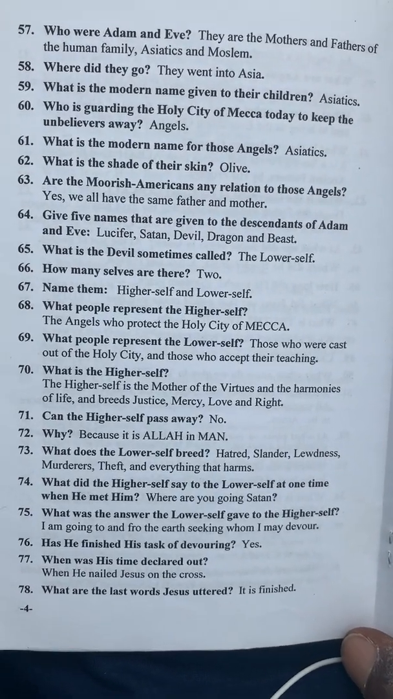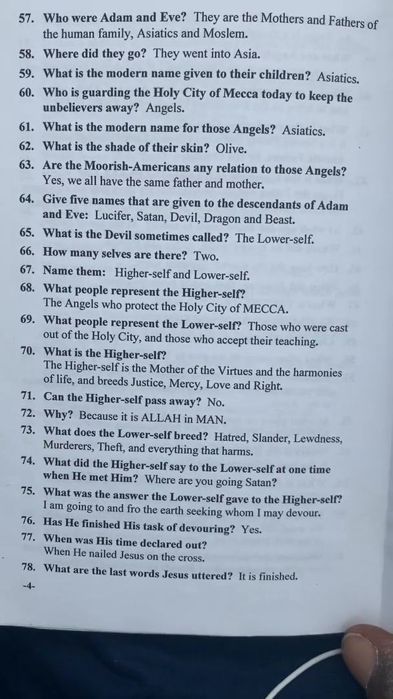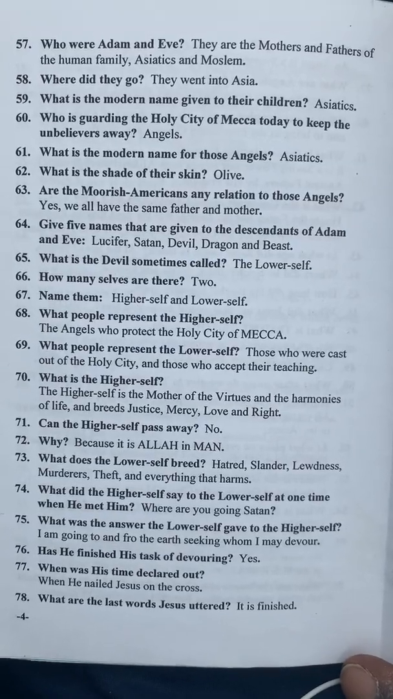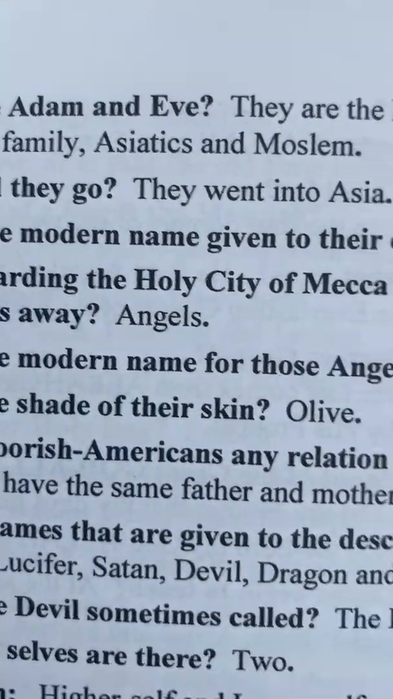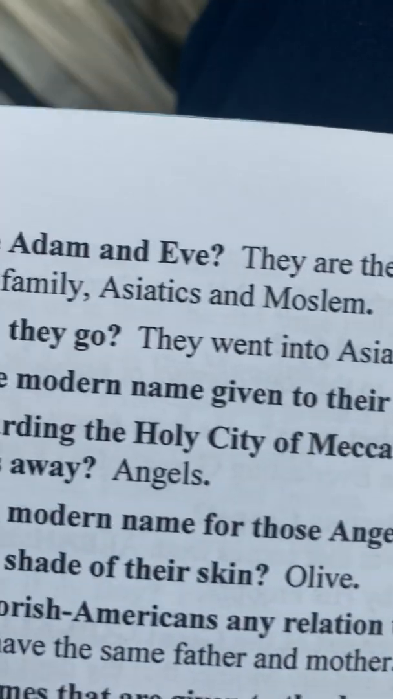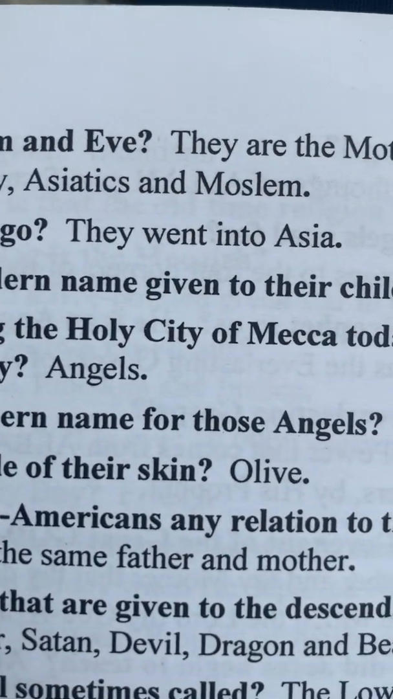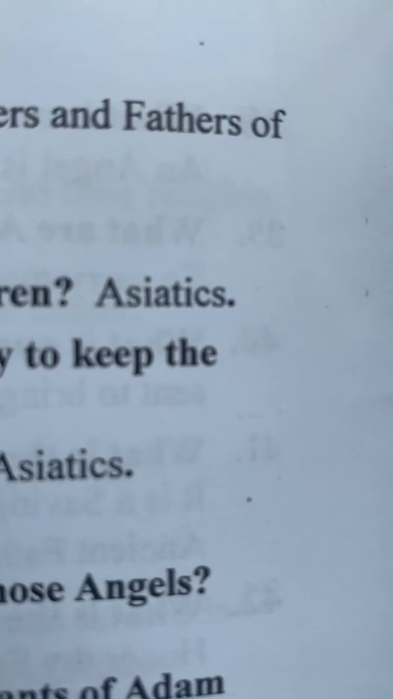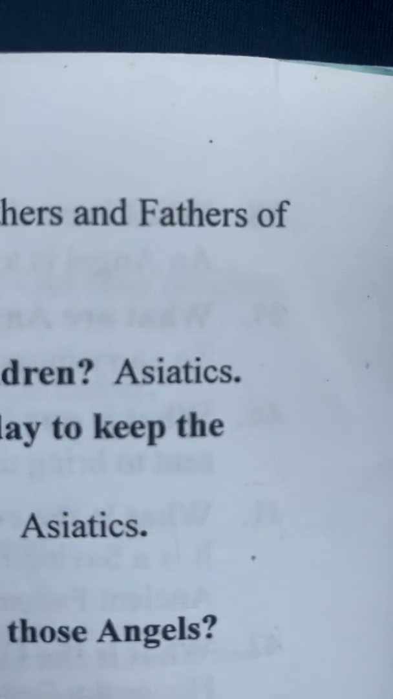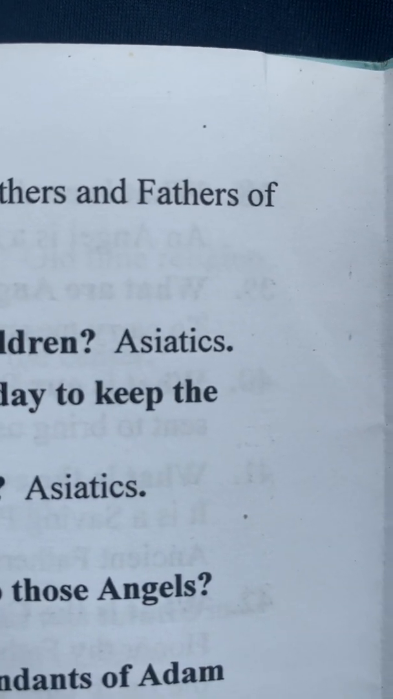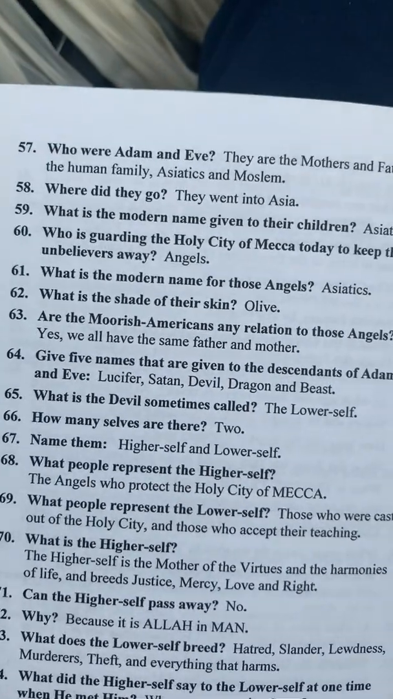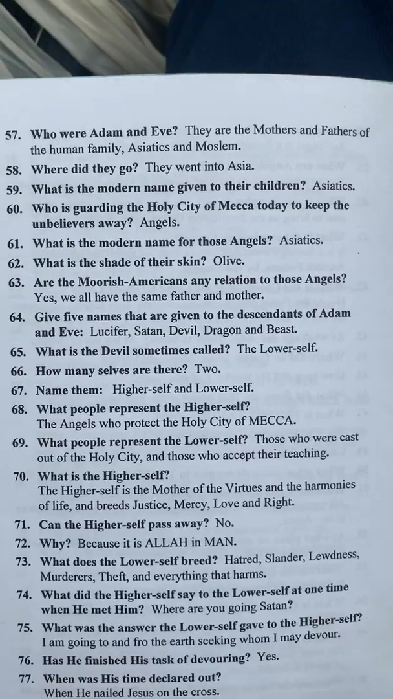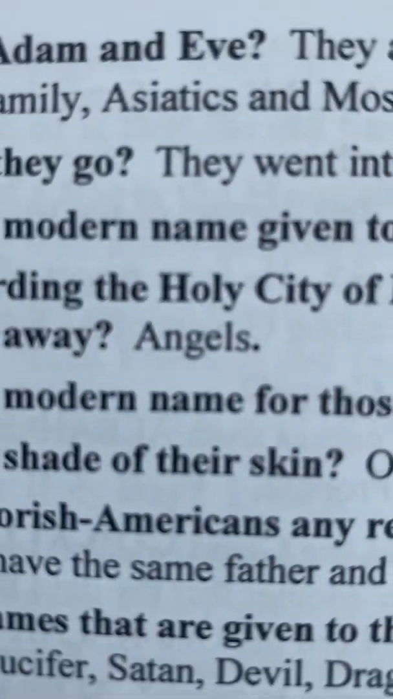all you other religious people, or people that base the scientific research of your mind off of biblical reference, all those who say they come from Adam and Eve, you're Asiatics. If Adam and Eve were the first and they went to Asia, we're all Asiatics. See how that works? Even people in Africa are Asiatics. Who is guarding the holy city of Mecca today to keep the unbelievers away? Angels. Okay.